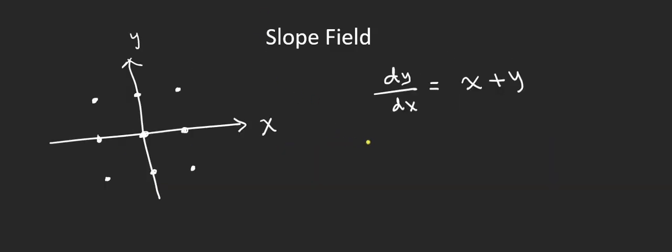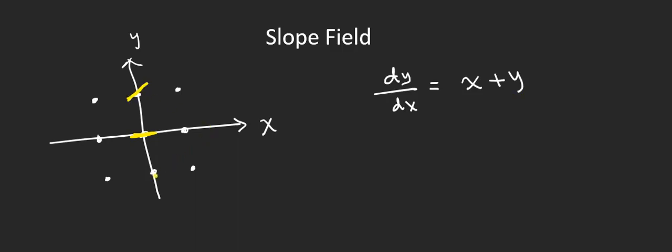Let's say you want to sketch the slope field of dy over dx equals x plus y at these 9 points. Well, let's say over here you have 0, 0. Plug in 0 for x and 0 for y. So 0 plus 0 is 0. The slope will look like this. What about 0, 1? This point over here is 0, 1. So 0 plus 1 will be 1. So it's going to look like that.